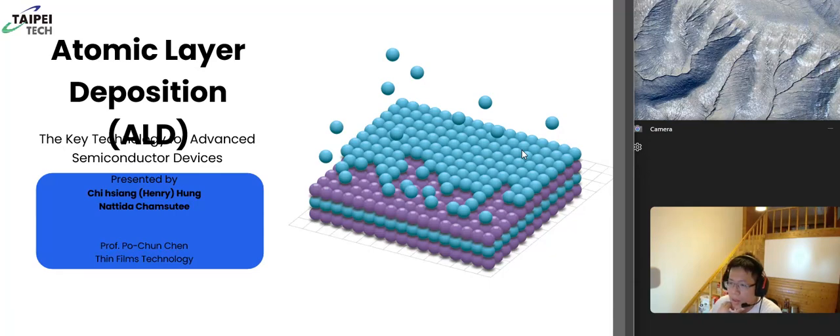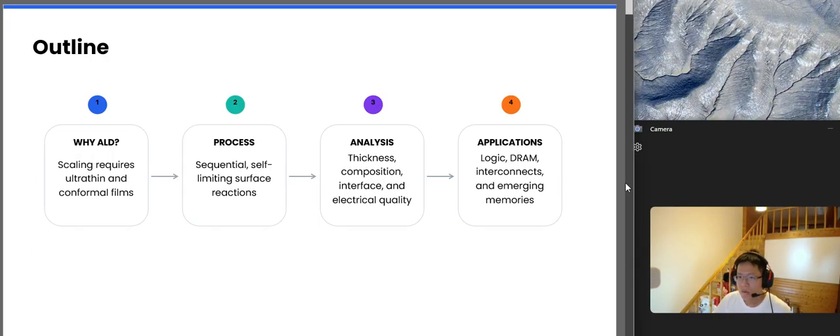Hello everyone, I'm Henry, and today Anitas and I would like to present ALD, which is atomic layer deposition. This technology is widely applied in semiconductor devices, so that's the reason why we picked this topic. First of all, we would like to introduce why ALD and briefly introduce the process of ALD.